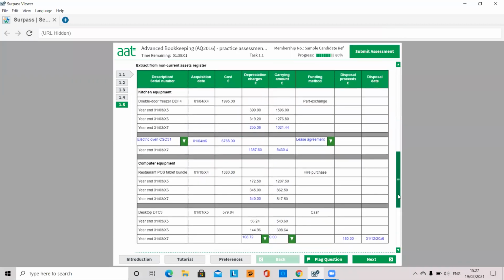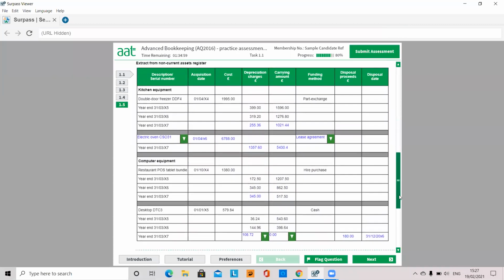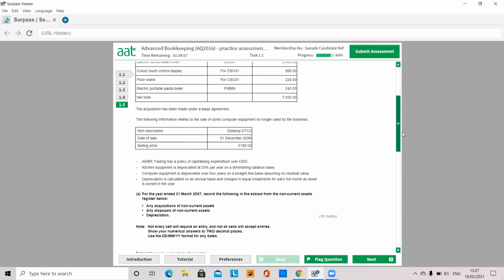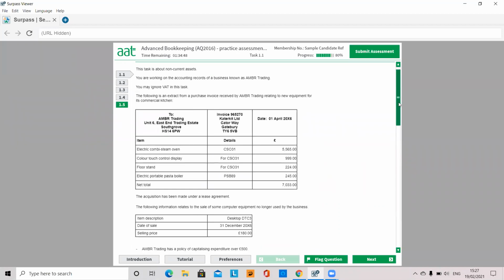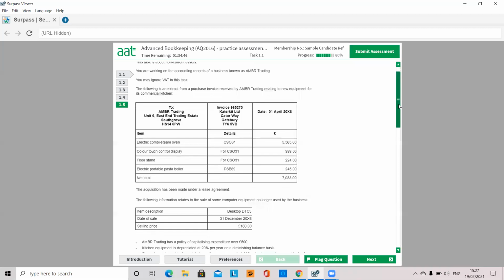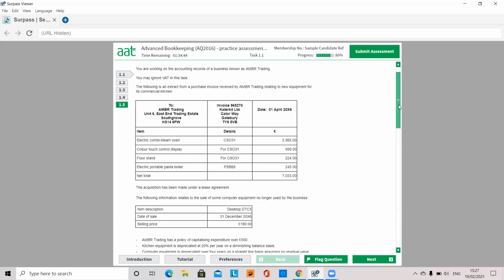Okay, I've completed the fixed asset register, or non-current asset register, to save time, but I'll take you through each of the calculations as we're going along. First thing I tend to do with this question is put in the information that we're given, so we can put it straight into the register.